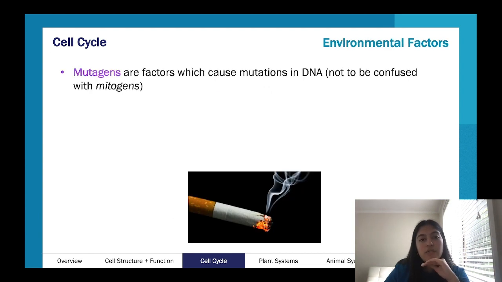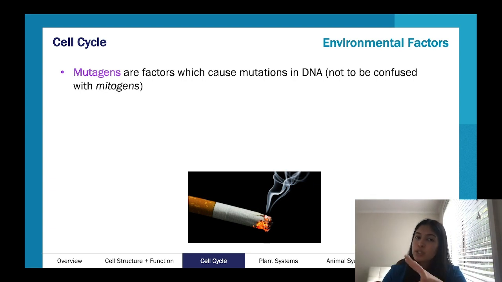Okay, so in terms of the actual definition of mutagens, so basically factors that cause mutations in DNA. Again, think of the word mutagens, so they're leading to mutations. Mitogens lead to mitosis, so just be aware of that.